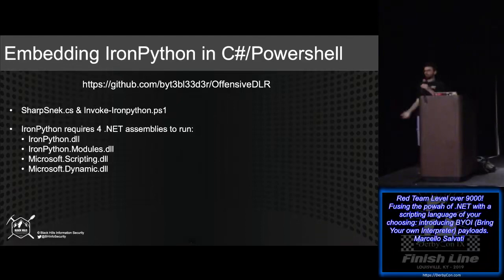On that repo, though, there's also sharpsnick, which I thought was cute, that basically embeds the IronPython compiler within a C# binary, okay? IronPython requires 4 .NET assemblies to run, 2 of which are from Microsoft. They're not signed, unfortunately. There's Microsoft Scripting and Microsoft Dynamic. These 2 are used by IronPython to access the DLR, which is basically a feature in .NET that allows you to actually build scripting languages. And then IronPython and IronPython modules give you access to the IronPython runtime and modules respectively, right?